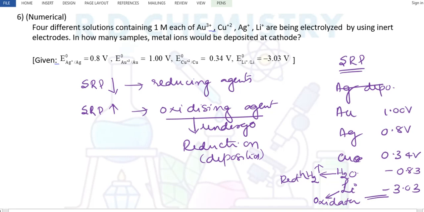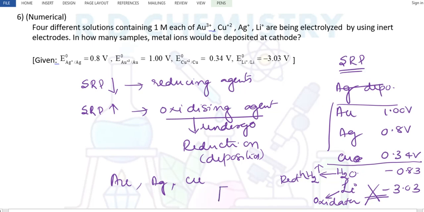Now that means lithium will not be deposited. Which one will be deposited? We want the metals only, right? So these three metals will be deposited. Gold can be deposited, silver can be deposited, copper can be deposited. Hydrogen is a gas, so it is liberated, not deposited. Lithium undergoes oxidation and will remain in the solution itself. Therefore, only three metals can be deposited.